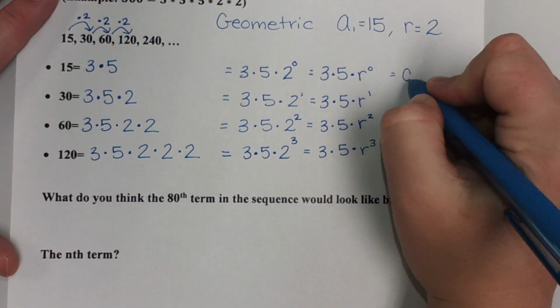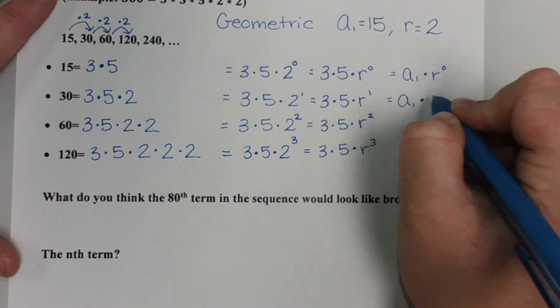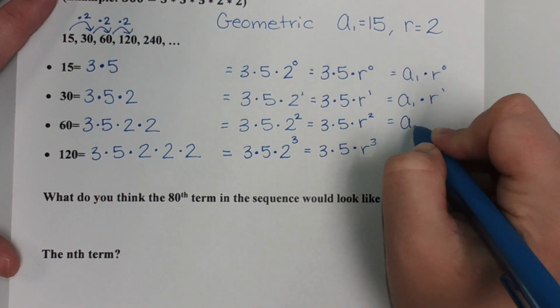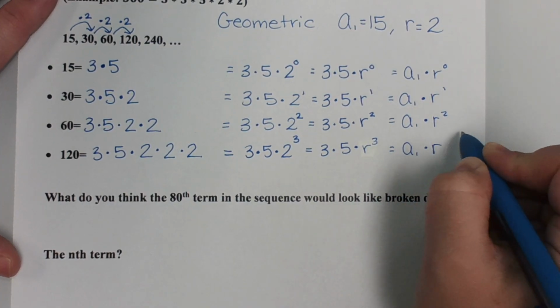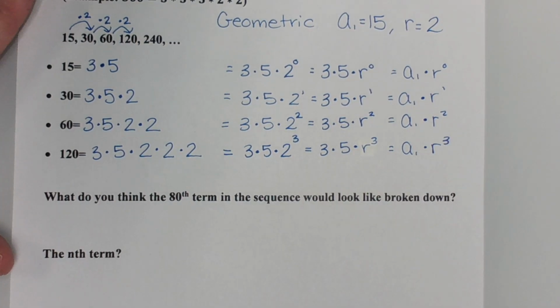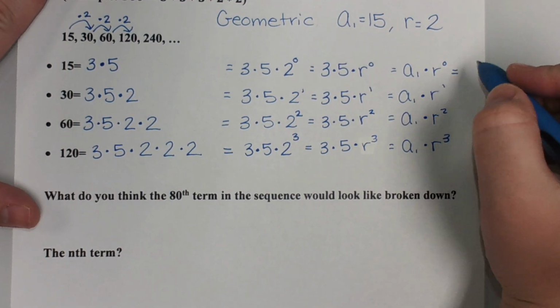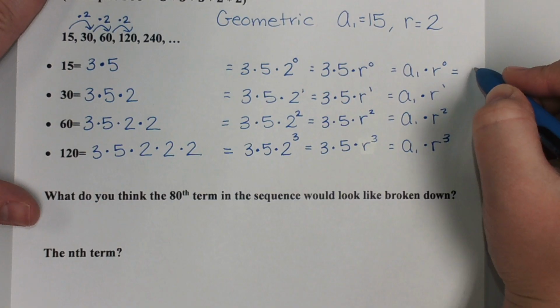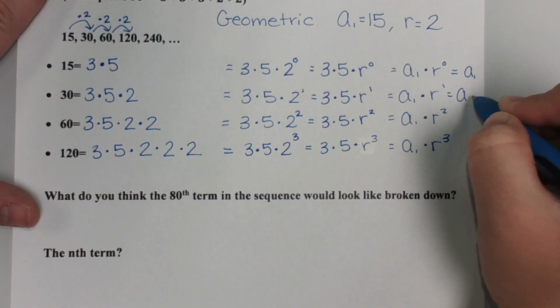Stop. So this is a sub 1 times r to the 0th. This is a sub 1 times r to the first. This is a sub 1 times r squared. This is a sub 1 times r to the third. Now this is the first, second, third, and fourth term in this sequence. What do you call the first term of a sequence? A sub 1. What do you call the second one? A sub 2.